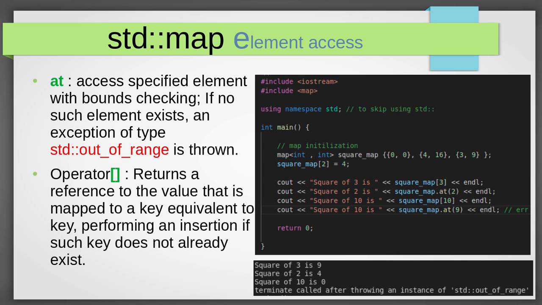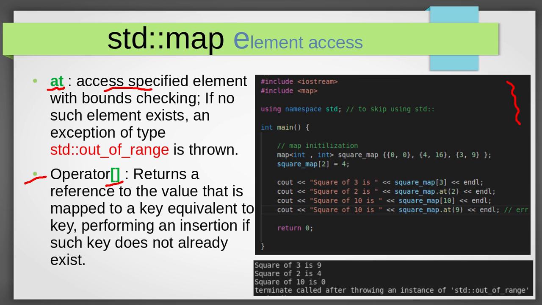How can you access an element in the map? First, using the keyword at. Access specified element with bounds checking. If no such element exists, an exception of type out of range is thrown. The second way is using operator square brackets. It returns a reference to the value that is mapped to a key equivalent to key, performing an insertion if such a key does not already exist.